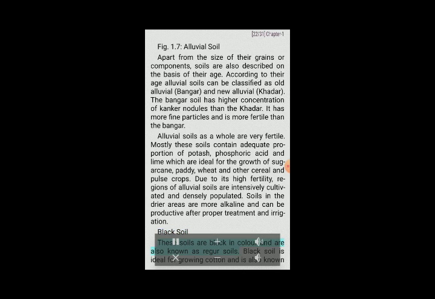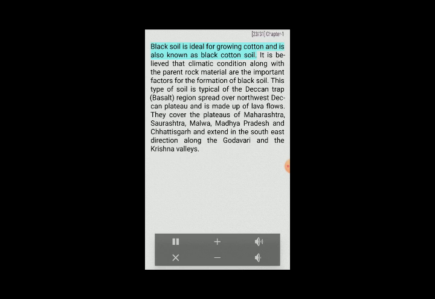Black soil. These soils are black in color and are also known as regur soils. Black soil is ideal for growing cotton and is also known as black cotton soil. It is believed that climatic condition along with the parent rock material are the important factors for the formation of black soil. This type of soil is typical of the Deccan Trap basalt region spread over northwest Deccan Plateau and is made up of lava flows. They cover the plateaus of Maharashtra, Saurashtra, Malwa, Madhya Pradesh and Chhattisgarh and extend in the southeast direction along the Godavari and the Krishna valleys.